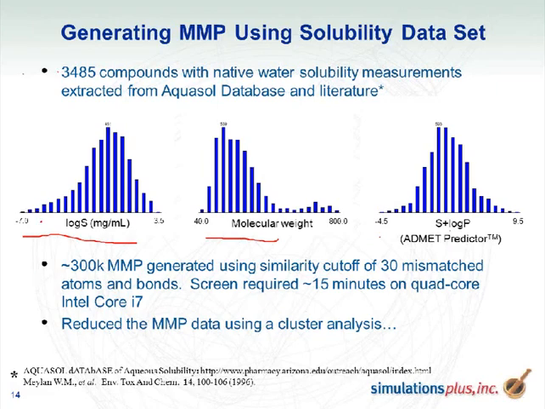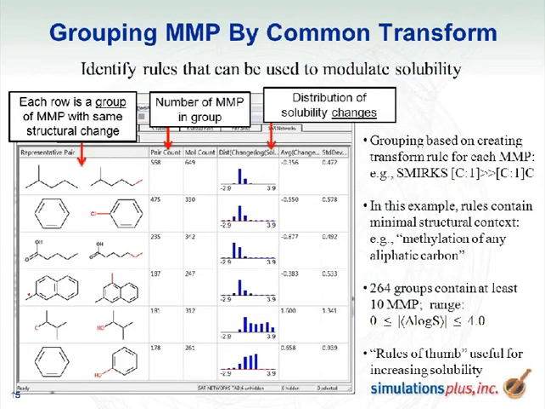From these about 3,500 compounds, 300,000 matched molecular pairs were generated using a similarity cutoff of 30 mismatched atoms. This took about 15 minutes on a quad core, a 4-core Intel Core i7 processor. Then the next step was to reduce these pairs using cluster analysis. The results are shown on this next slide.